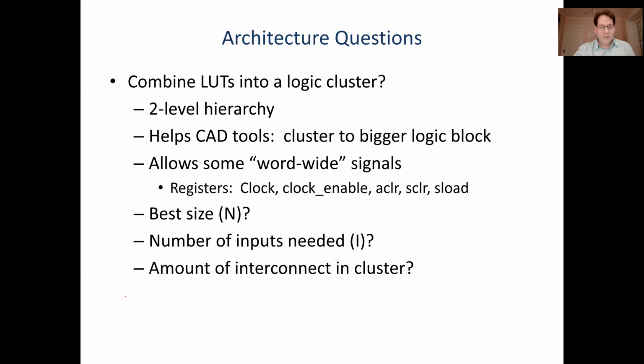But we need to quantify. It seems like it could be a good idea. Is it really a good idea? And if it is, how big should we make it? How many logic elements should we put inside this logic block? How many inputs do we need to bring in? So what are N and I? And how much interconnect should we put inside the cluster? Today we're not going to be talking about the interconnect inside the cluster that much, but probably in another week we'll look at some studies that checked exactly how flexible that local routing should be.